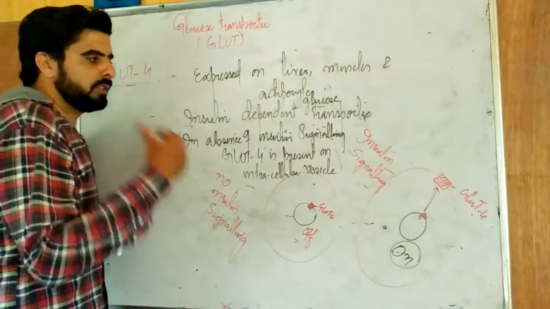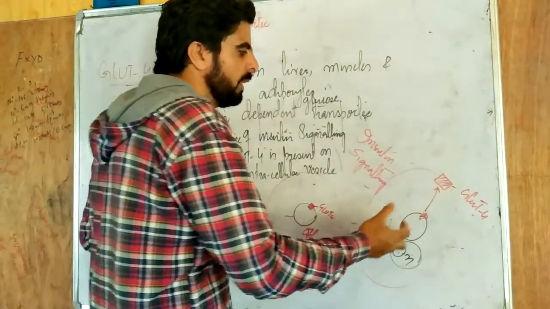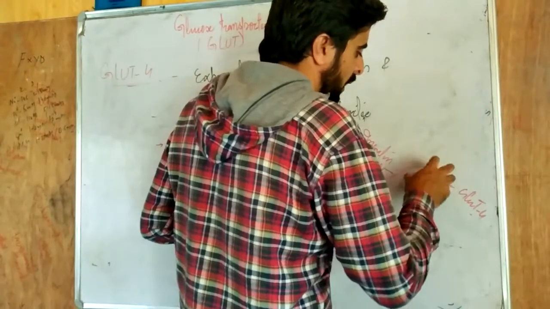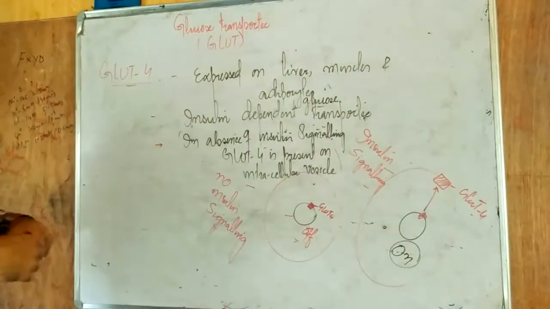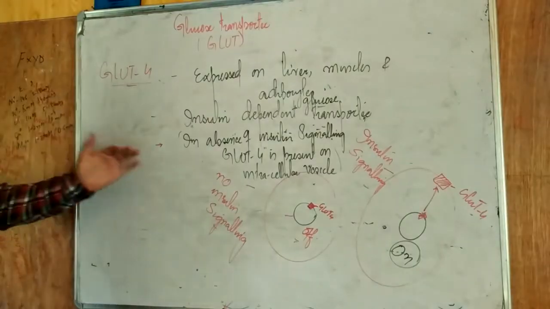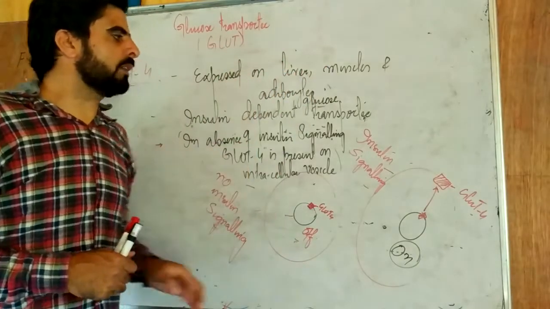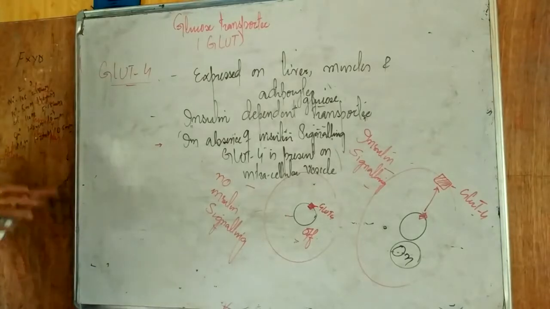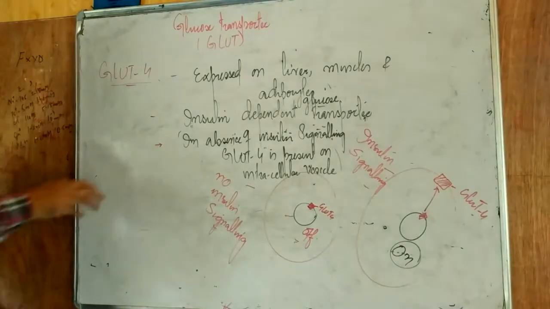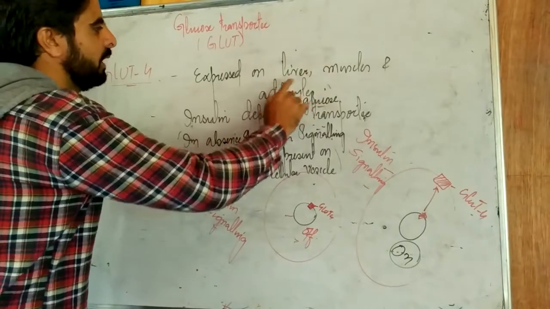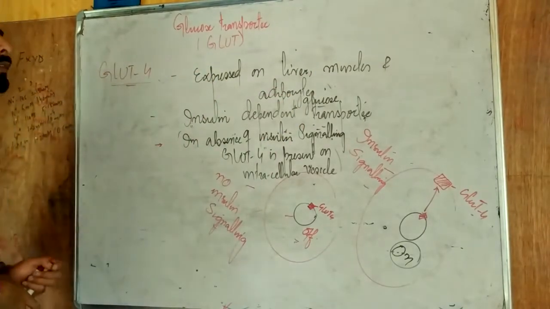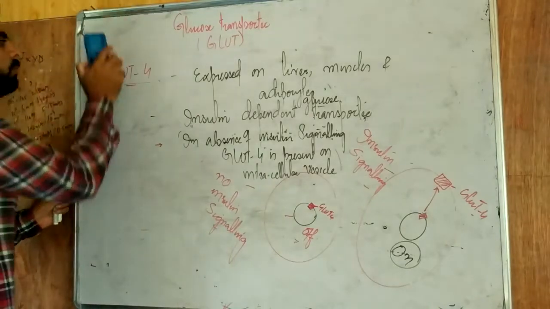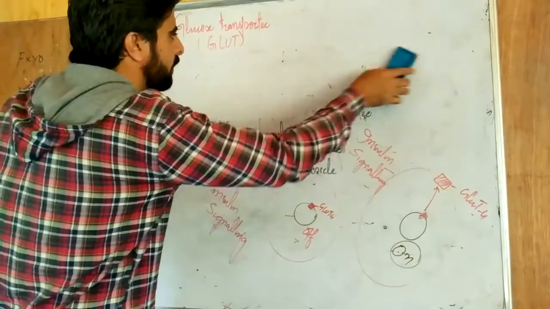But when the insulin signaling is there, what happens? It leads to the movement of GLUT4 towards the membrane, and the influx of glucose takes place. It's mainly expressed on liver, muscles, and the adipocytes. So the insulin dependent GLUTs are present in liver, muscle, and the adipocytes. And what is the insulin dependent GLUT called? It is called GLUT4. After that, we have one more, that is known as GLUT5.